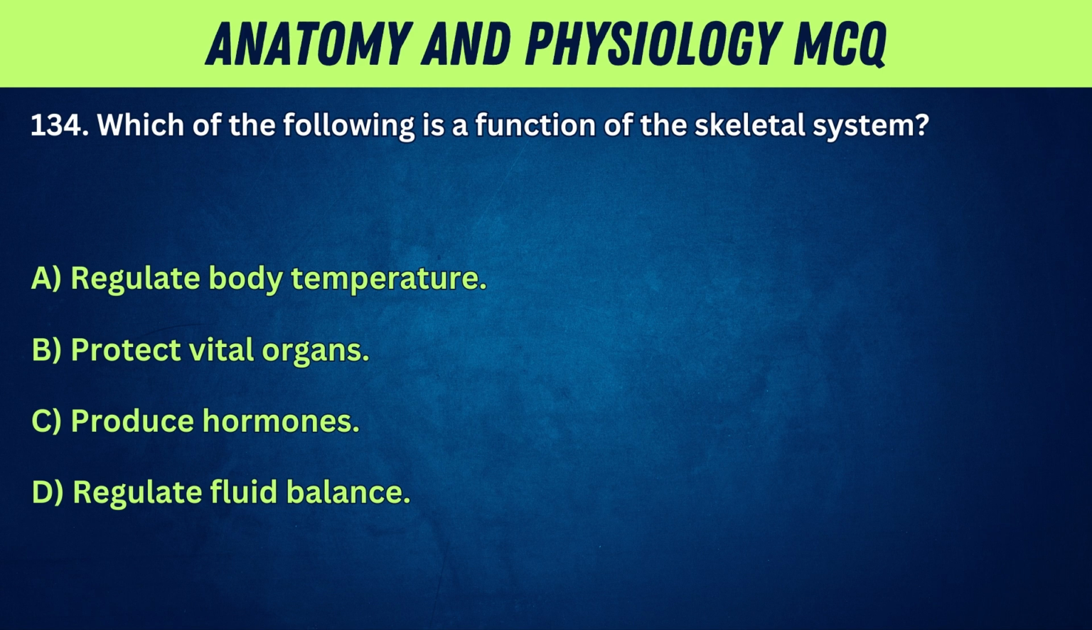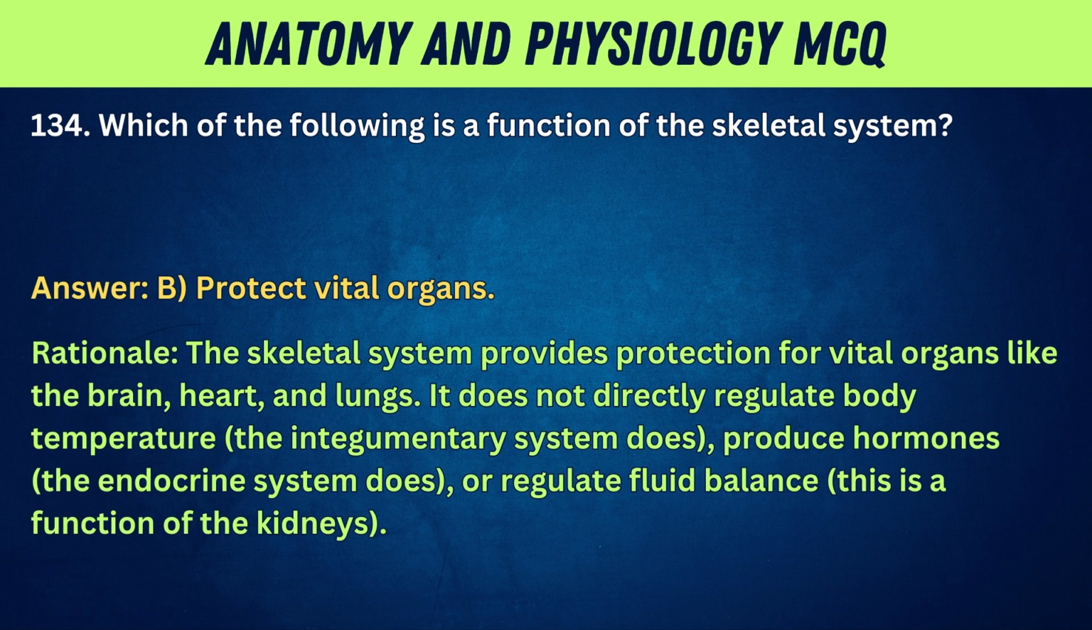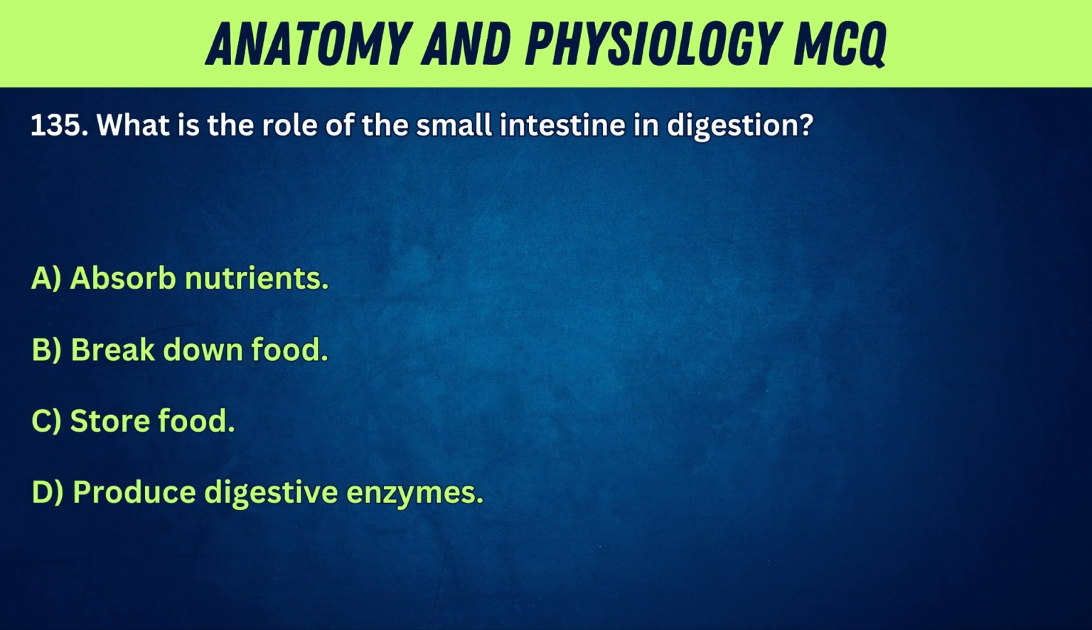134. Which of the following is a function of the skeletal system? A. Regulate body temperature. B. Protect vital organs. C. Produce hormones. D. Regulate fluid balance. Answer: B. Protect vital organs. Rationale: the skeletal system provides protection for vital organs like the brain, heart, and lungs. It does not directly regulate body temperature, the integumentary system does, produce hormones, the endocrine system does, or regulate fluid balance. This is a function of the kidneys.